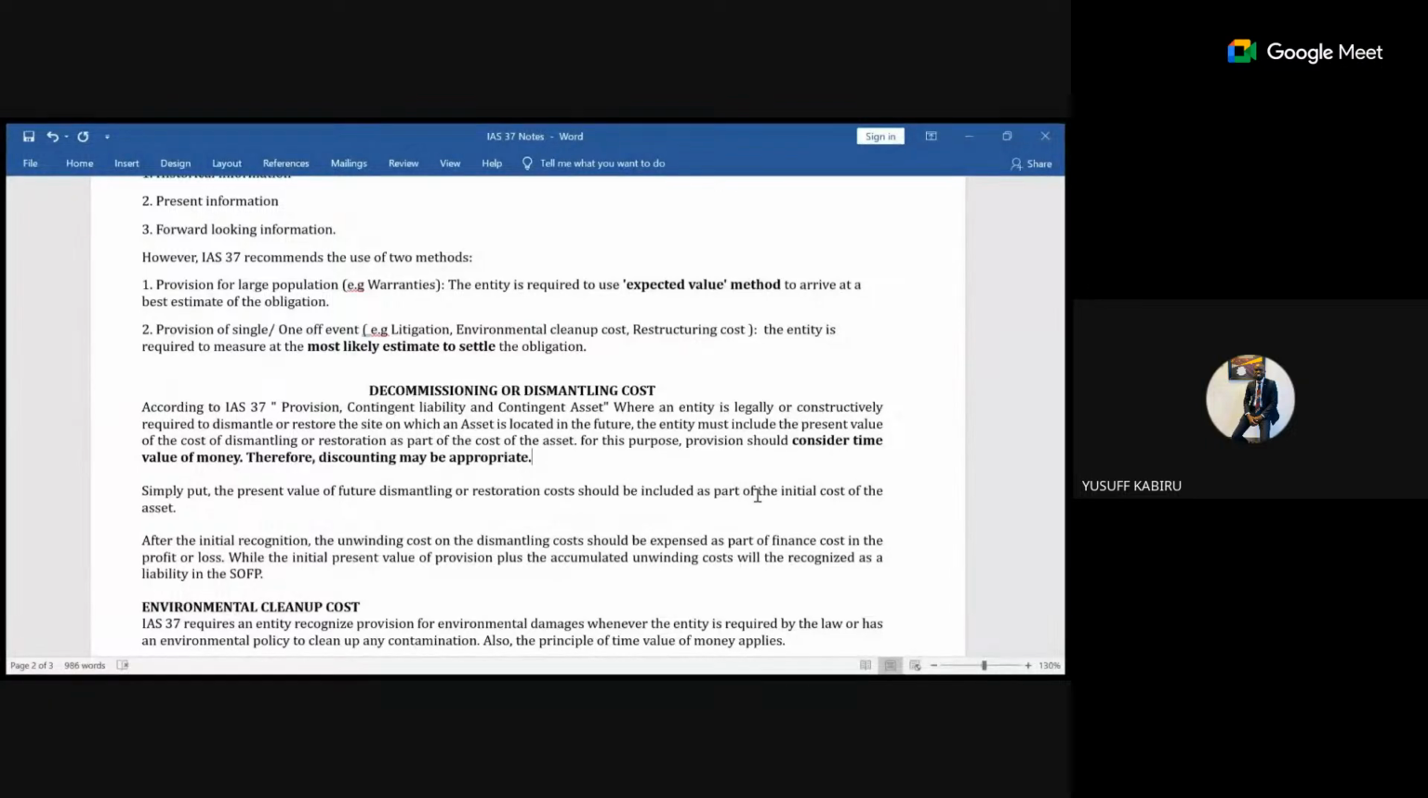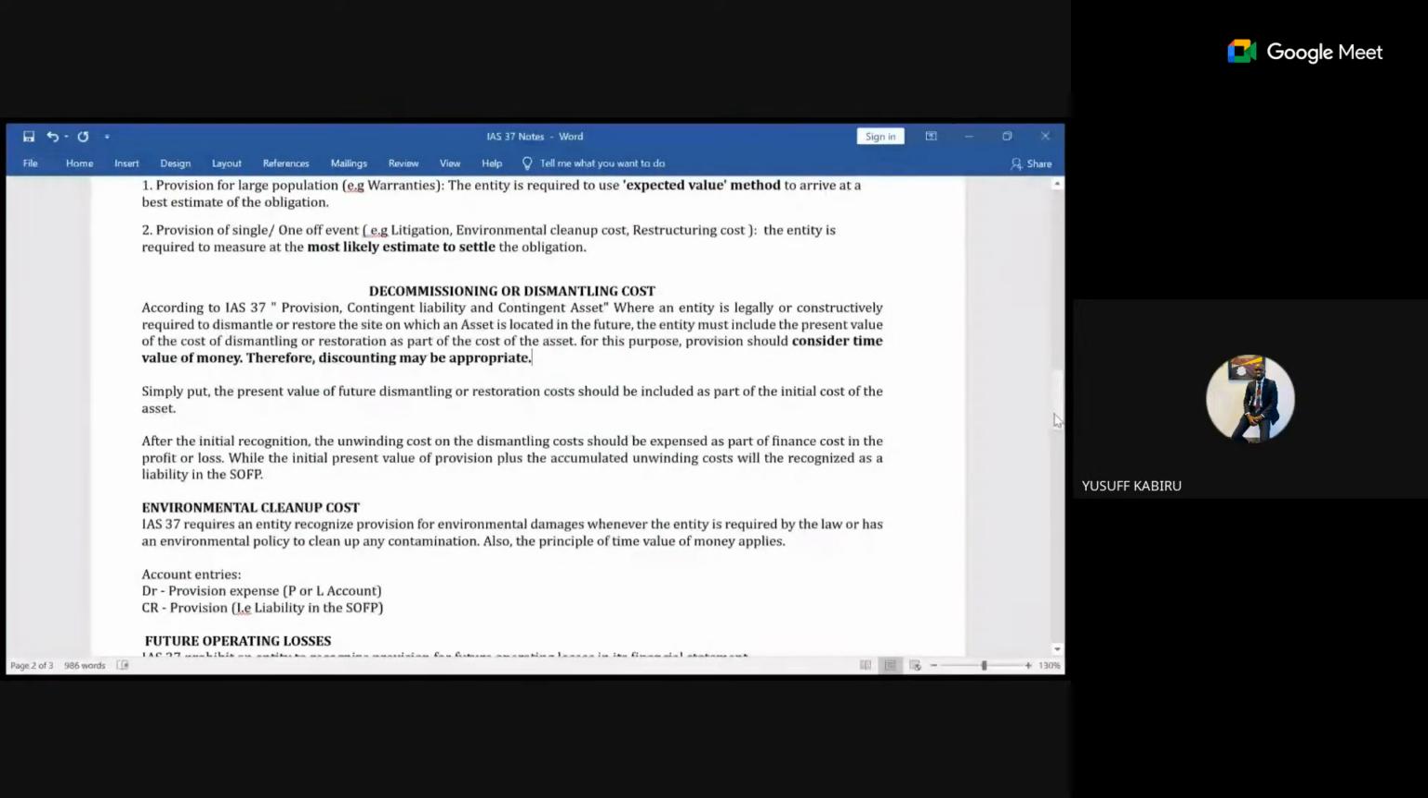Also, you are going to be calculating your unwinding costs, accrued interest. So you'll be adding your unwinding cost on a yearly basis to your provision in your statement of financial position. So the accumulated unwinding cost will be recognized as liability in the SOFP. So that's the requirement of IAS 37. We are going to solve a question on it. It's very, very straightforward.